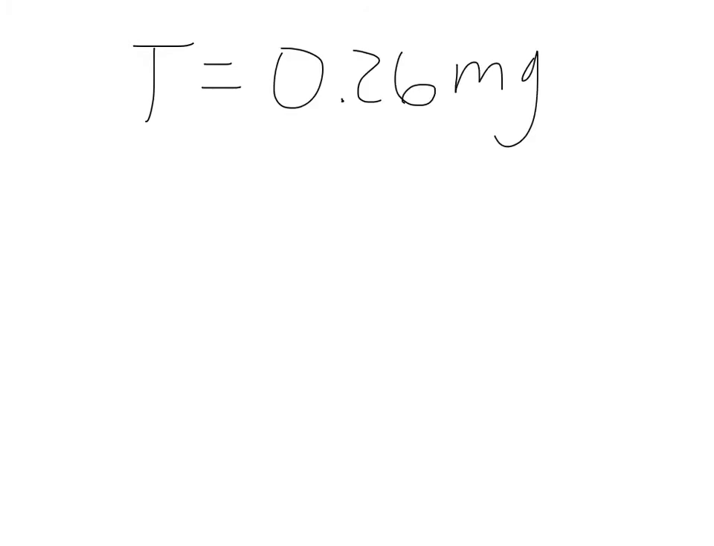Finishing up the math on this problem, we now have T is equal to 0.26 mg, and that is the ratio between the tension and the force of gravity, or the weight, on the bug.